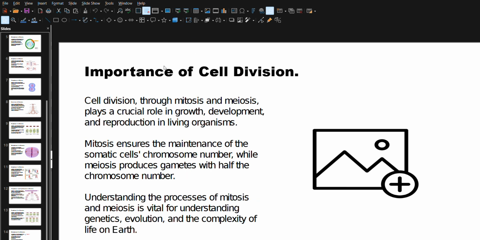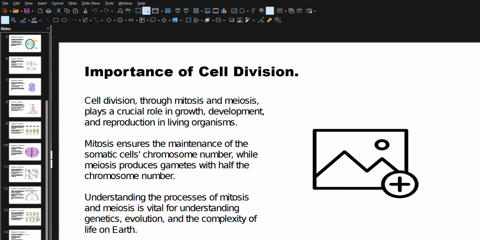So why is cell division so important? We will see now. Cell division through mitosis and meiosis, as I told you already, plays a crucial role in growth, development and reproduction in living organisms, and it also helps in the maintenance of the somatic cell chromosome number. Understanding cell division, mitosis and meiosis, plays a vital role in understanding evolution and the complexity of life on earth. Genetics helps in many fields.